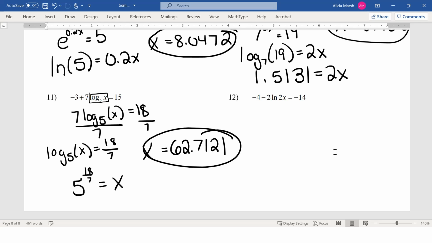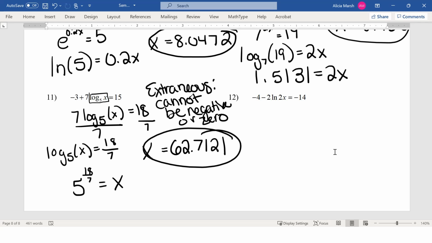62.7121. Now be careful. Logarithms, they do have extraneous solutions. How do we have them, you ask? Remember, logs cannot be negative or 0. Okay, so if I substitute this in and that becomes a negative or becomes 0, it's not a good answer, and you're going to have to mark it as such. In this case, there's no problems there. The number is awesome.